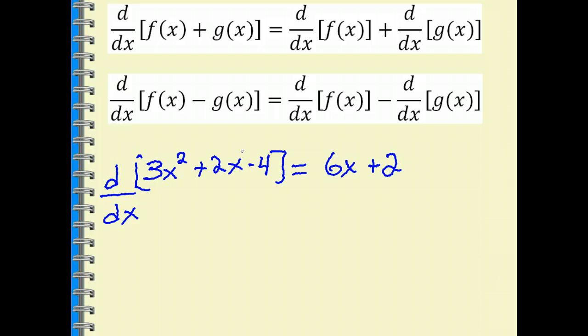Well, we have an exponent of 1. That becomes a coefficient. 2 times 1 is just 2. And then 1 minus 1 is 0. So we have x to the 0, meaning it's not there. And then the derivative of negative 4 we know is 0. So the derivative of this function here is simply 6x plus 2. So instead of going through all that long process with the limits, we can take this polynomial function and end up with its derivative quite quickly.